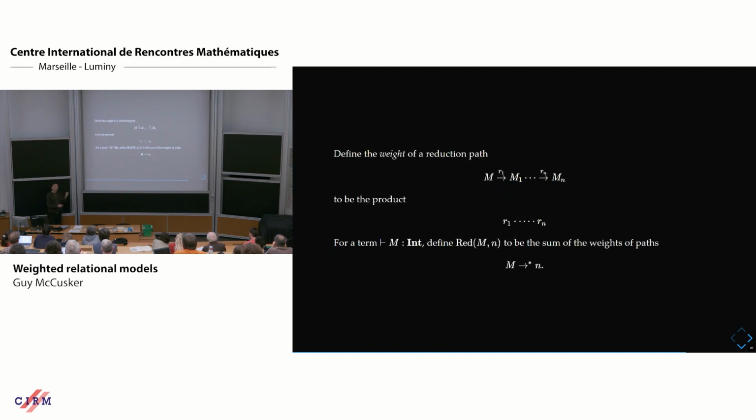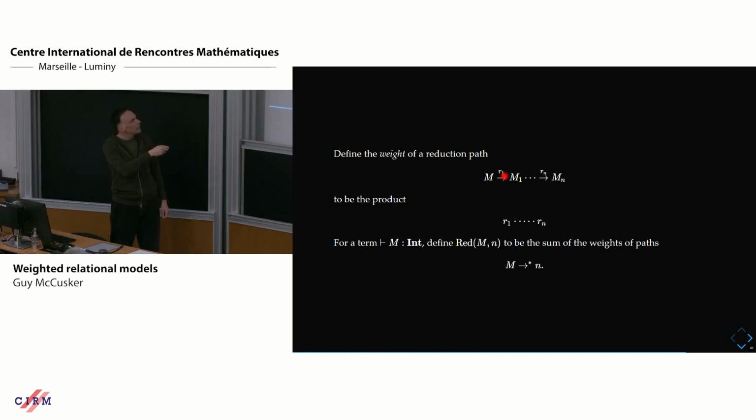And then we can define the weight of a reduction path. So remember, these little r's come from a semiring, so we can multiply them. So if we have a finite path from some term m to some term m sub n, then we get n minus 1 coefficients on the thing, and you can multiply them together and call that the weight of the path. And then, because we have infinite sums, we can say, okay, if I have a closed term of type integer, and I have an integer that I'm looking for, I can define the weight of the reduction of the program m to the answer n to just be the sum of the weights of all of the paths by which you can get from m to n.